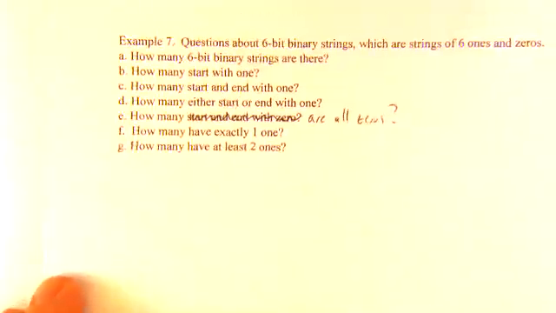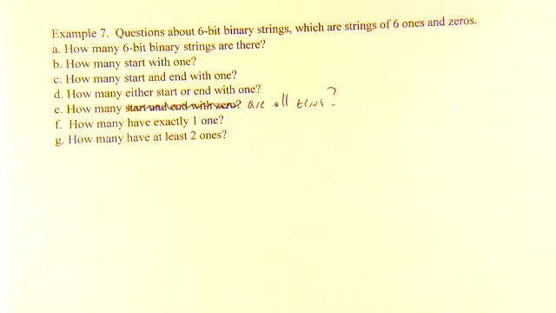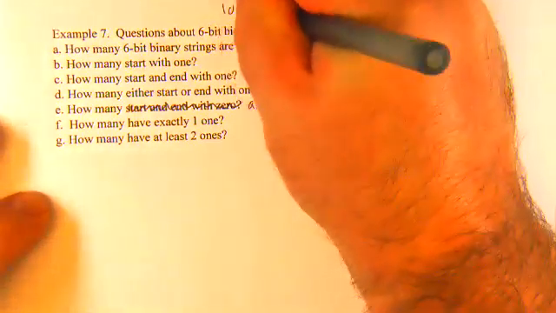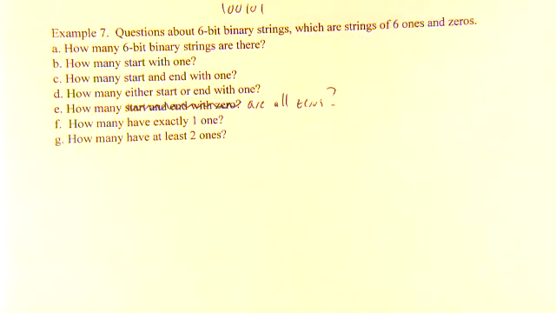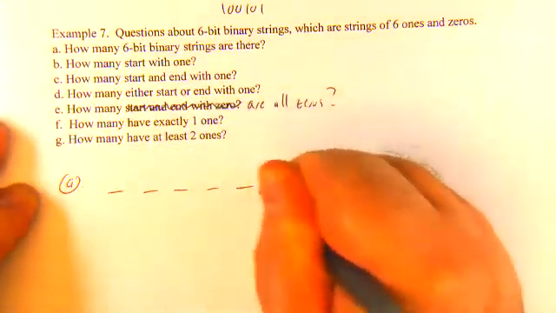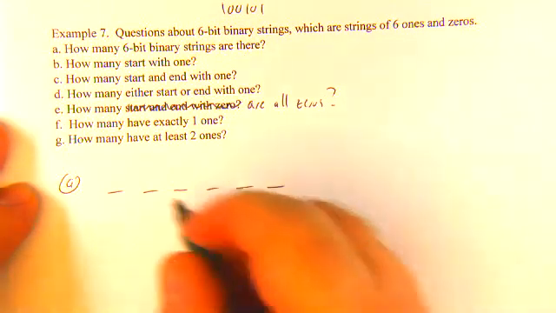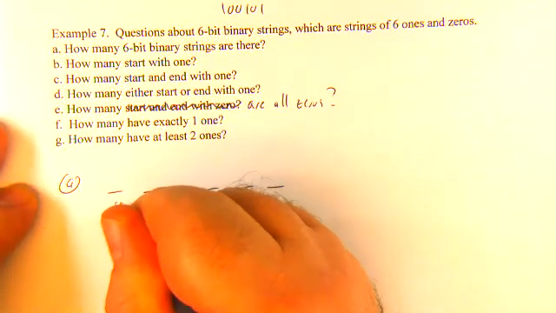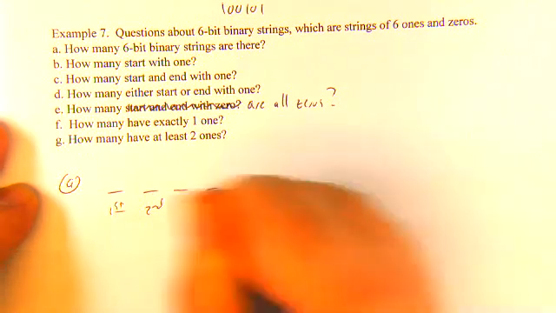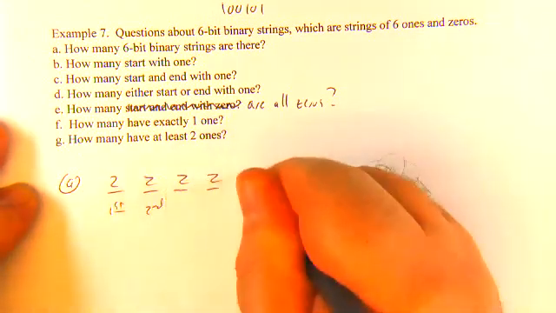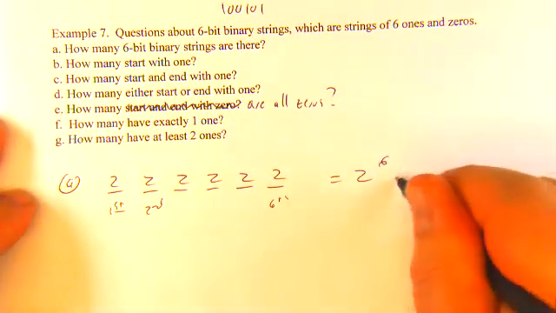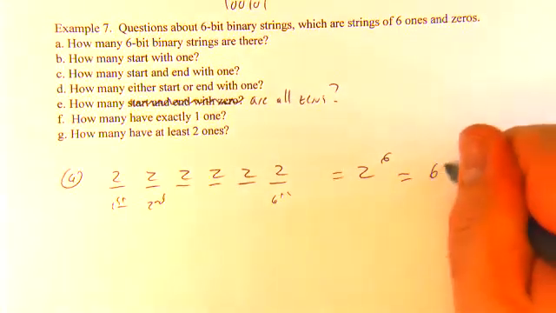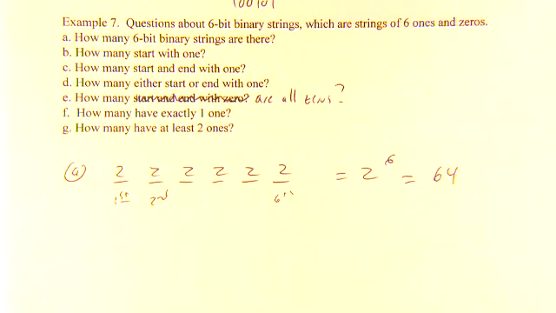Okay. So 6-bit binary strings, that's things like 100, 101, right? Strings of 6 ones and zeros. So how many are there? You have to choose 6 things, right? And they all have to be the first one, the second one, up to the 6th. And you've got 2 choices for each. So 2 to the 6th, which is 64. So there's 64 6-bit binary strings, 64 different ones.